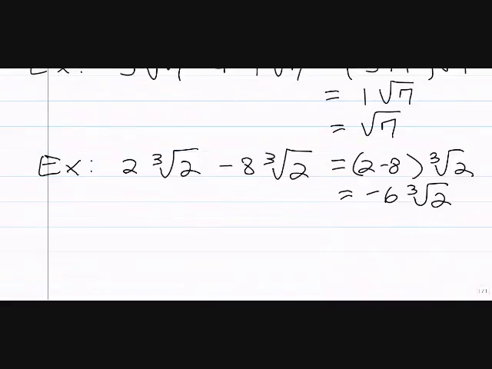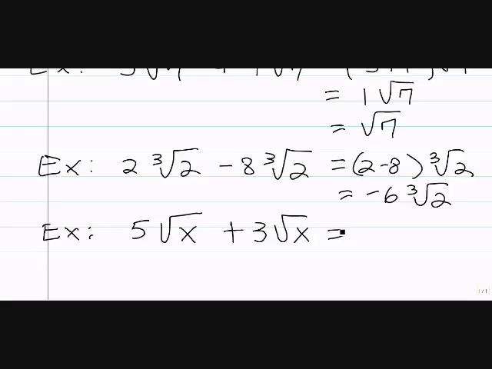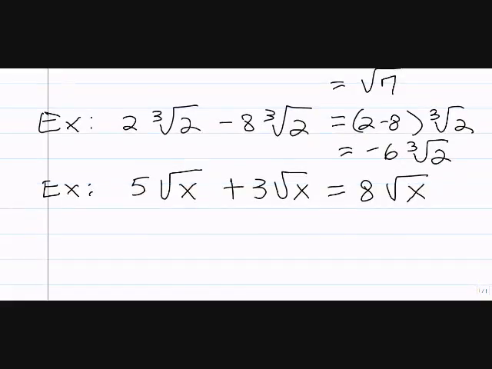Doesn't change if I have variables, like 5 times the square root of x plus 3 times the square root of x is 5 plus 3 is 8 times the square root of x. The only time they get a little tricky is when the radicals aren't simplified.